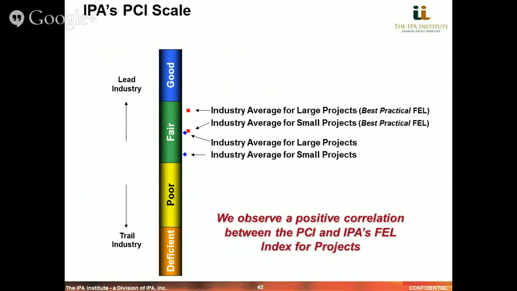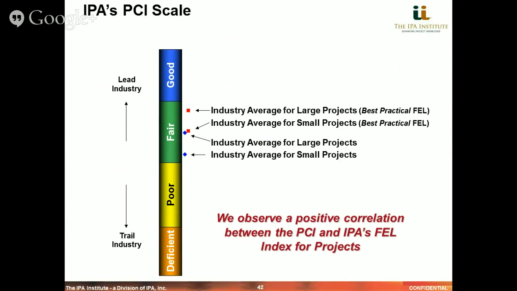When we look across the data in terms of both large and small projects, we see a shift around small project systems. As you can see, the industry average for large projects and the industry average for small projects with best practical front-end loading index. And remember, if you've not dealt with IPA in previous work, our front-end loading index is the measure of level of definition at the time of authorization.